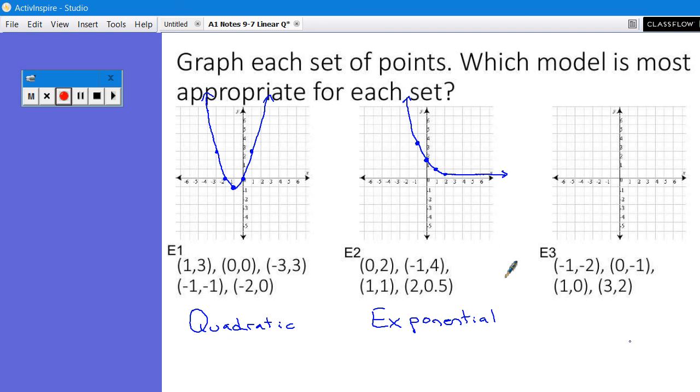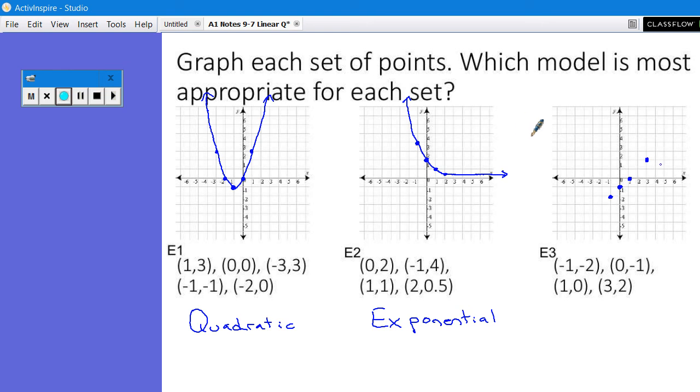Okay, guys, so the last one has these points right here. Let's graph these. Negative 1, negative 2 means go to the left 1 and down 2. 0, negative 1 means don't go left or right, go down 1. 1, 0 means go to the right 1 and then don't go up or down. And 3, 2 means go over to 3 and go up 2.